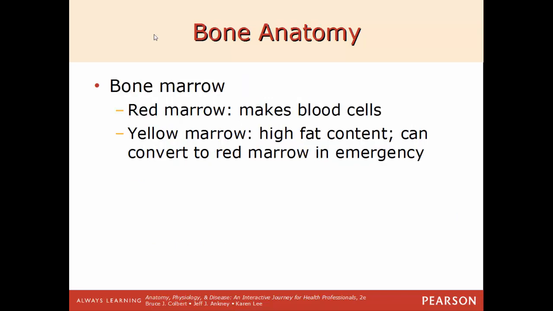Now, the bone marrow, there are two different types, red and yellow. The red marrow will make blood cells, and the yellow marrow is very high in fat content. And in an emergency situation, this fat found here can be converted into red marrow.